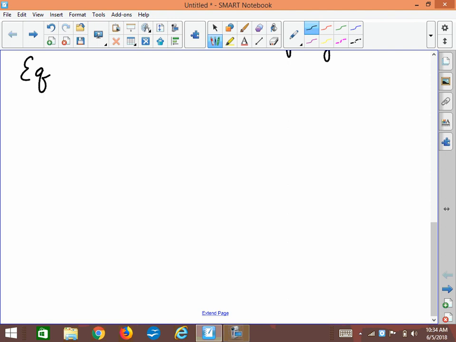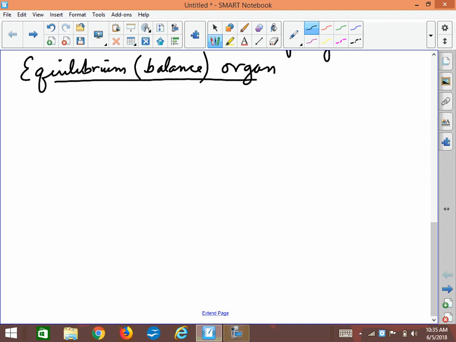Let's use the word equilibrium, and then we'll call it balance in brackets, balance organ. Awesome. So basically what we have are three canals. So I'm just going to quickly draw them again. And I have to make sure I draw them correctly. So we'll go up like this. Actually, let me redraw that one.